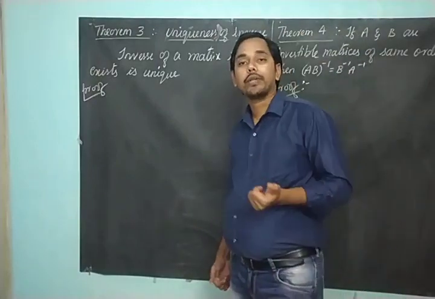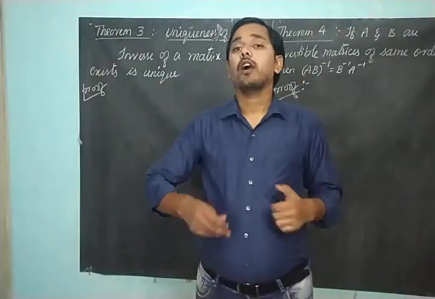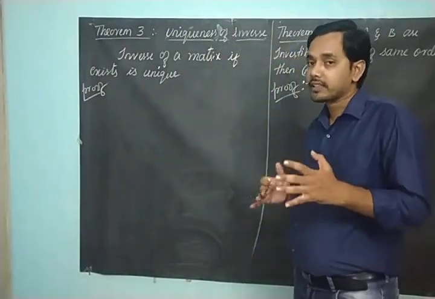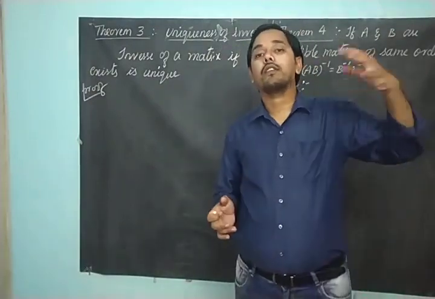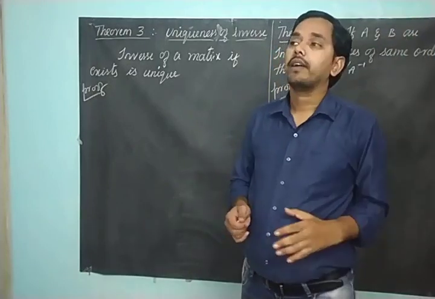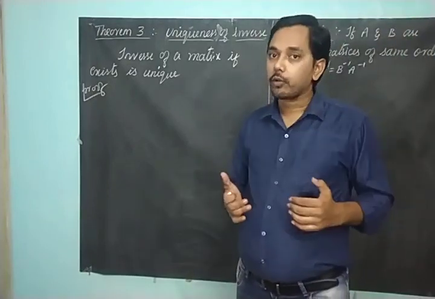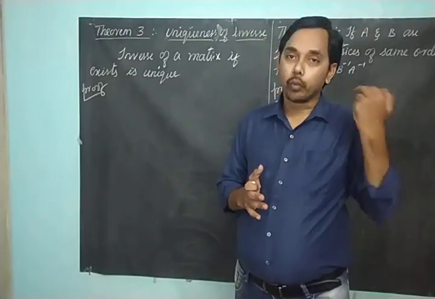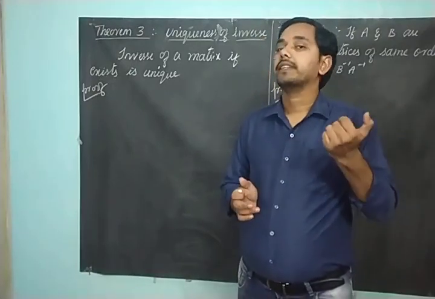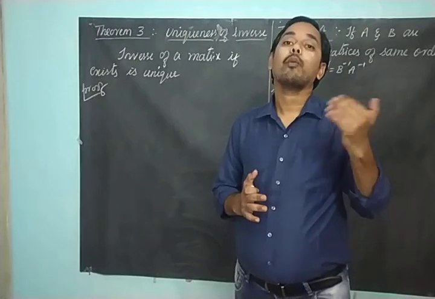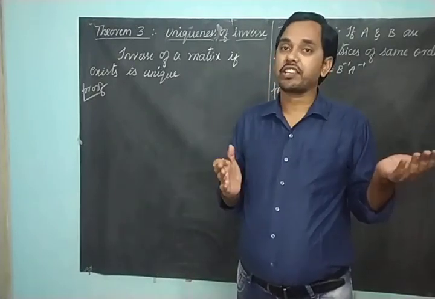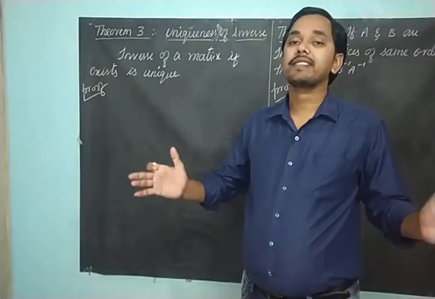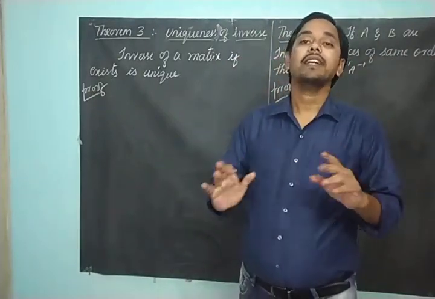Then how to prove that? How to prove that the matrix is having only one inverse? We cannot go on trying everything, right? So first we have to consider that there is a matrix which is having more than one inverse. That is to be our consideration at the initial stage. Then prove that all those inverses are equal.